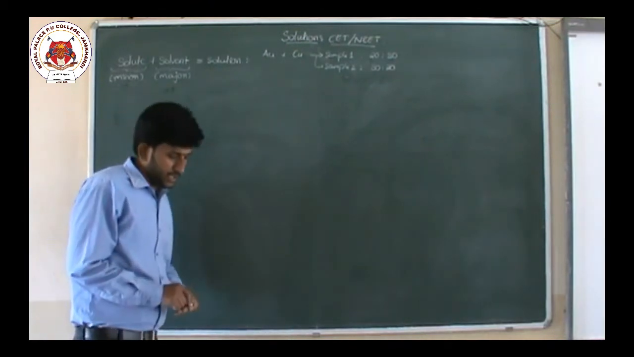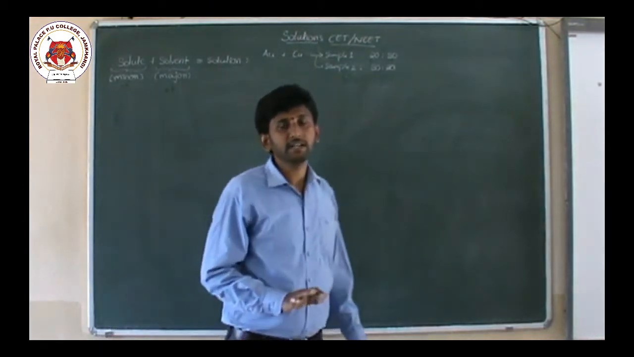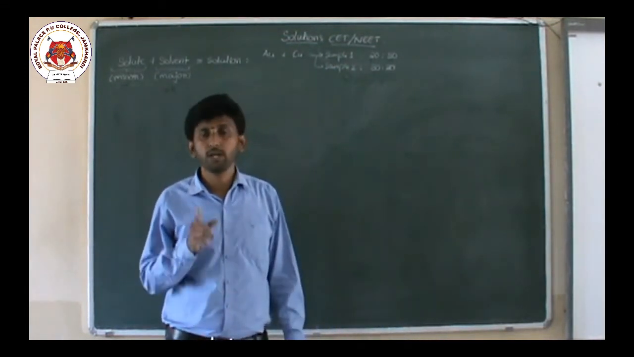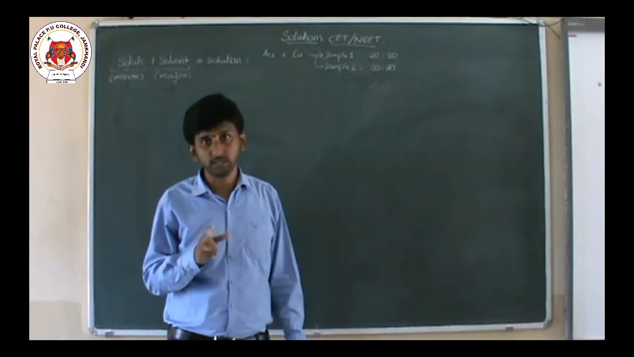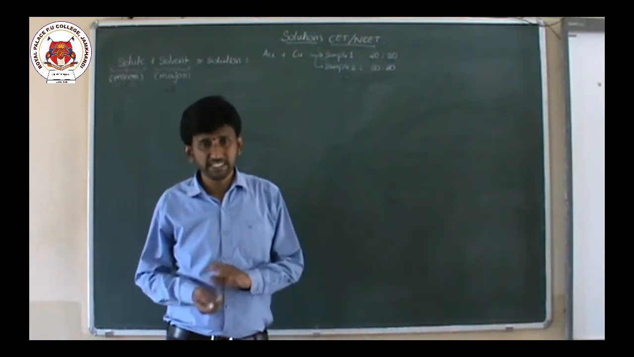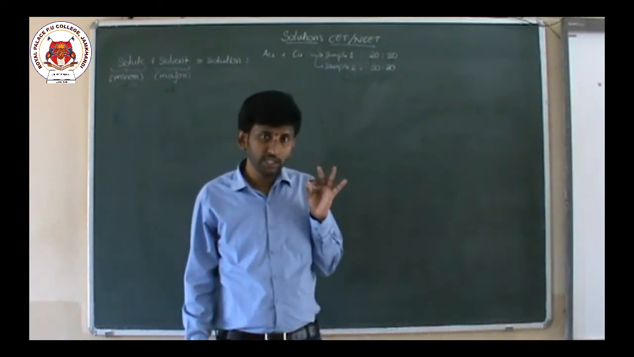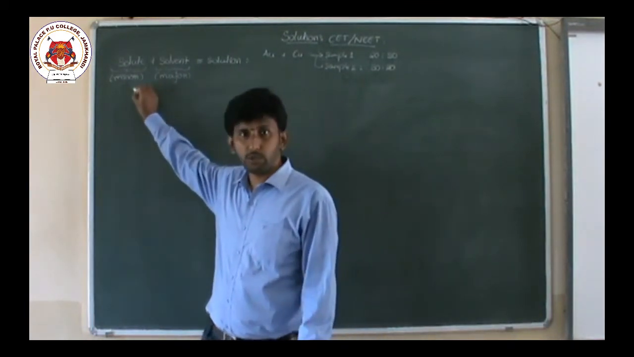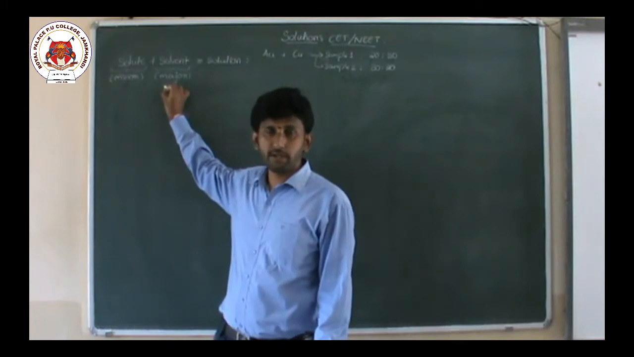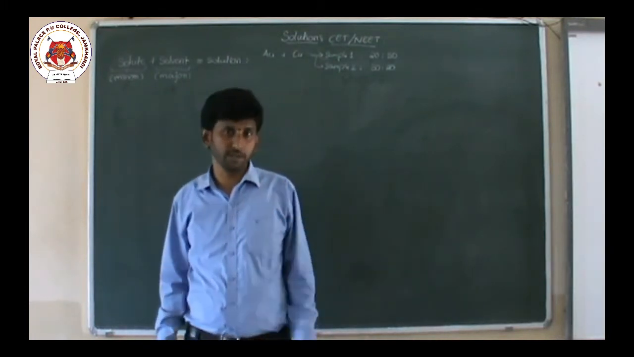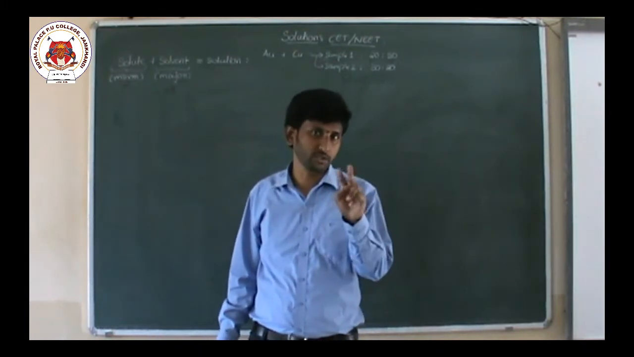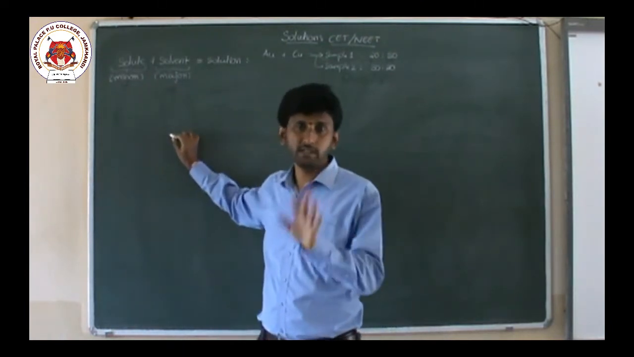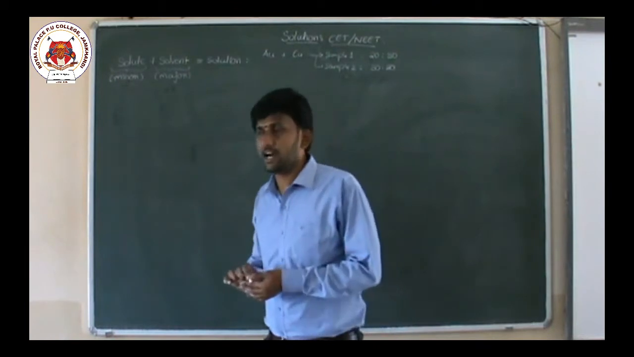It is not compulsory that a solution should contain only one solute or only one solvent. Any solution consisting of only one solute and one solvent is said to be a binary solution, meaning only a two component solution. Only one solute, only one solvent. If there are more components, it is ternary, quaternary, tetra and so on.